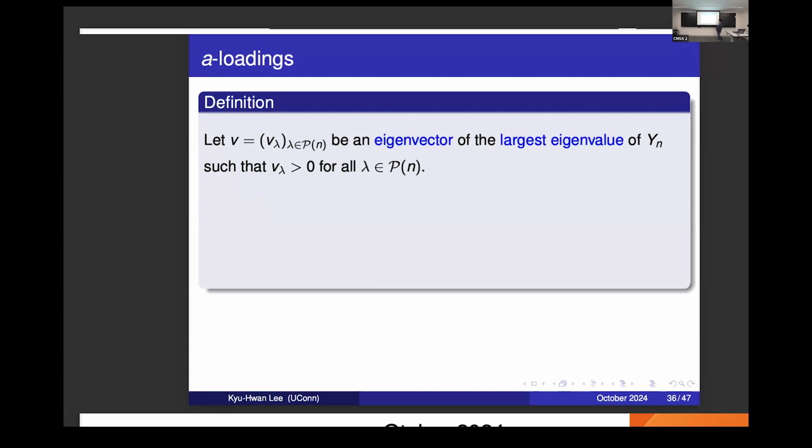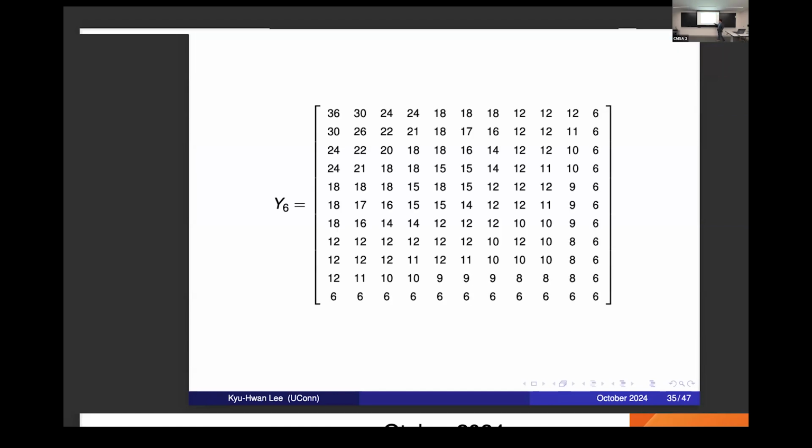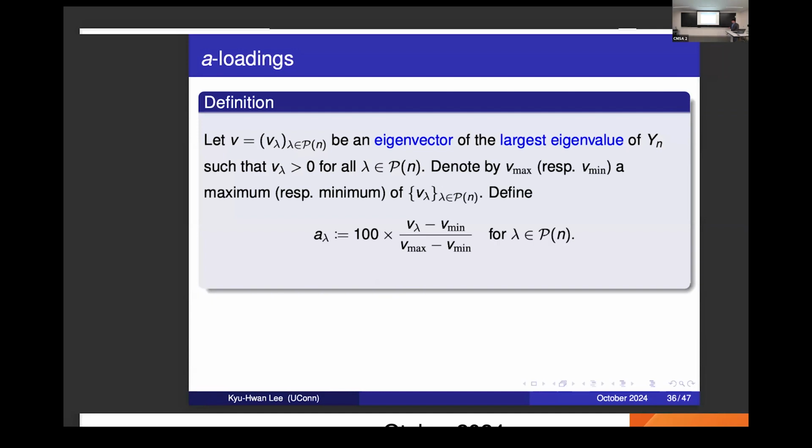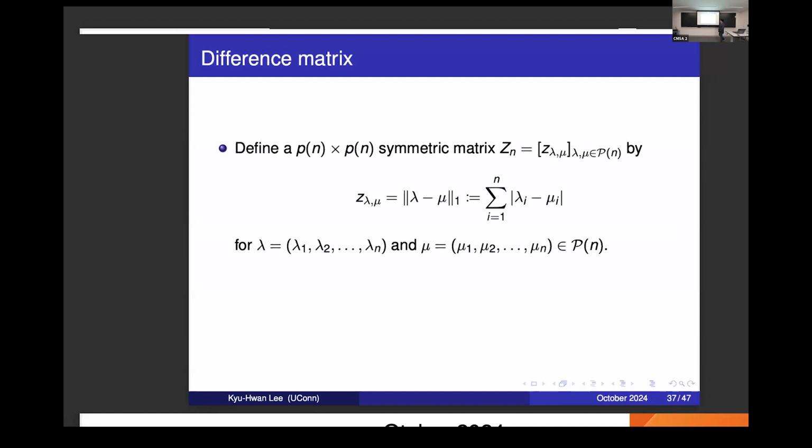And it measures, in some sense, how close two partitions are to each other, as the similitude matrix does. So we may consider the opposite. The opposite is the difference matrix. We define this matrix as Zn. The lambda-mu coordinate of this matrix is the sum of the differences of the parts. So lambda has these parts, mu has these parts, take the difference and take the sum. Then it measures how different two partitions are from each other. This is obviously a symmetric matrix. Let's call this matrix the difference matrix of partitions.